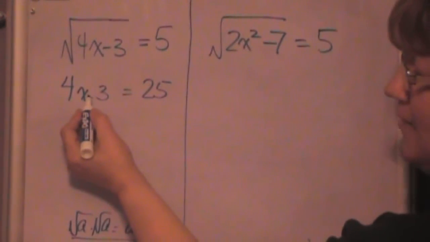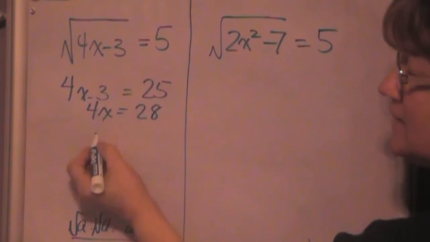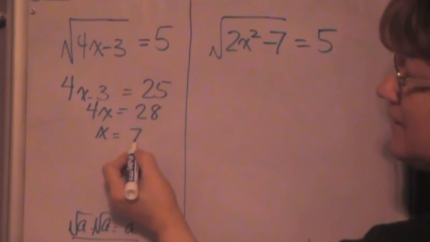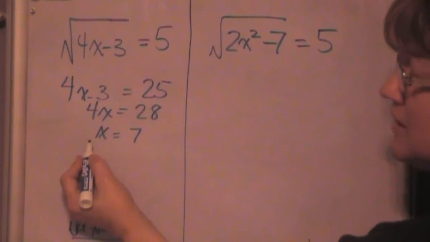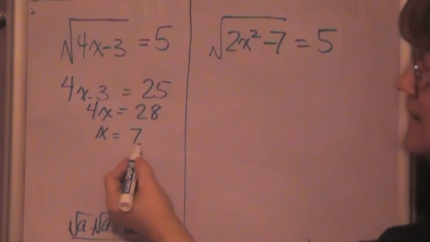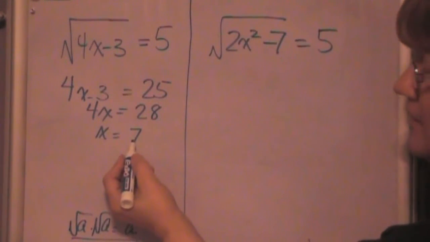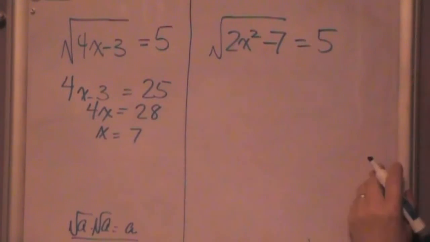Now I'm going to add 3 to both sides. I get 28 is equal to 4x, and x is equal to 7. Notice over here, it's a simple linear solution. I did not take the square root of x at all to get this 7. So it is a positive 7, and that's the answer.